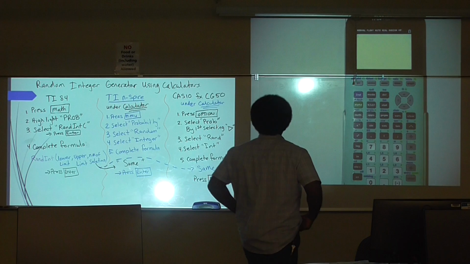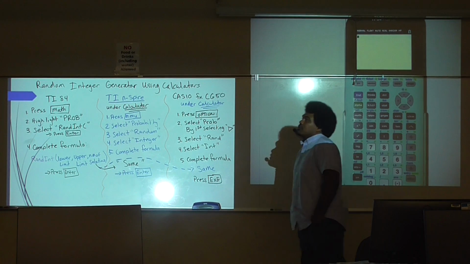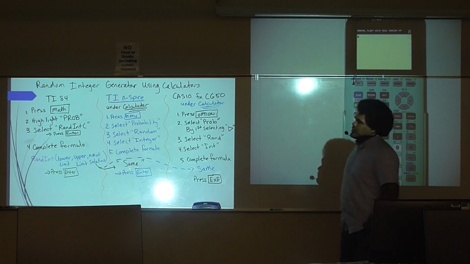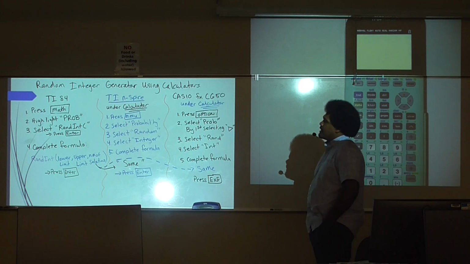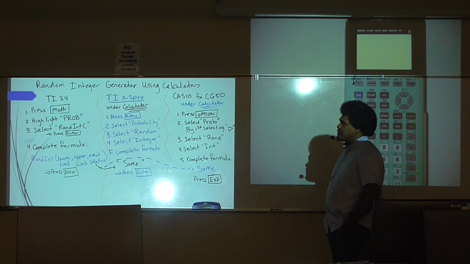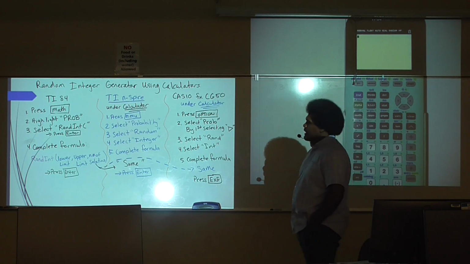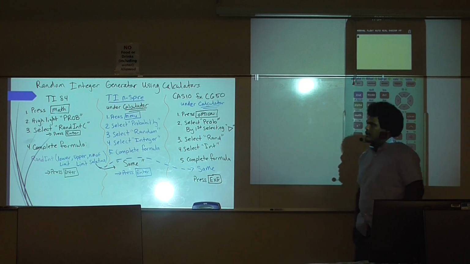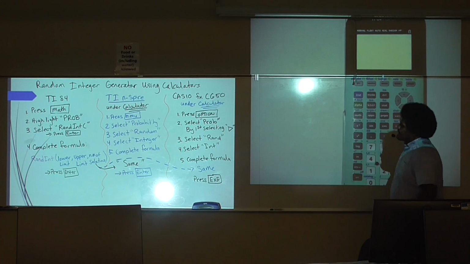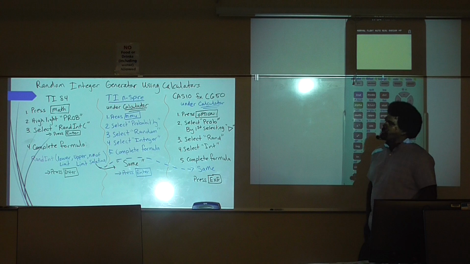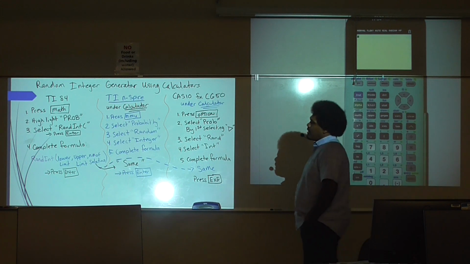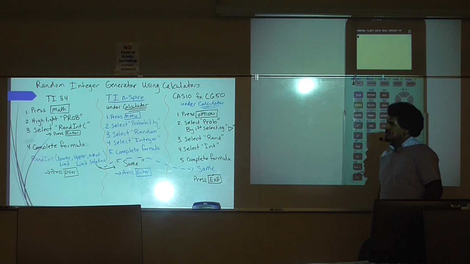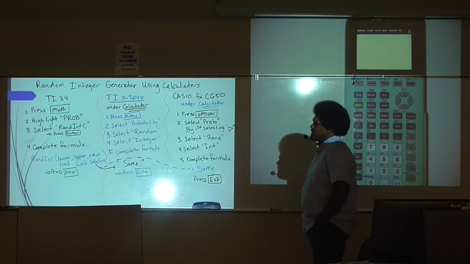So, in this video, we're showing you how to generate random samples, or random integers, using the calculators, which have a random integer generator. All the calculators I'm showing are the ones I allow students to use in my class: the TI-84, the TI-Nspire, and the Casio fx-CG50, which is the newest Casio out there.